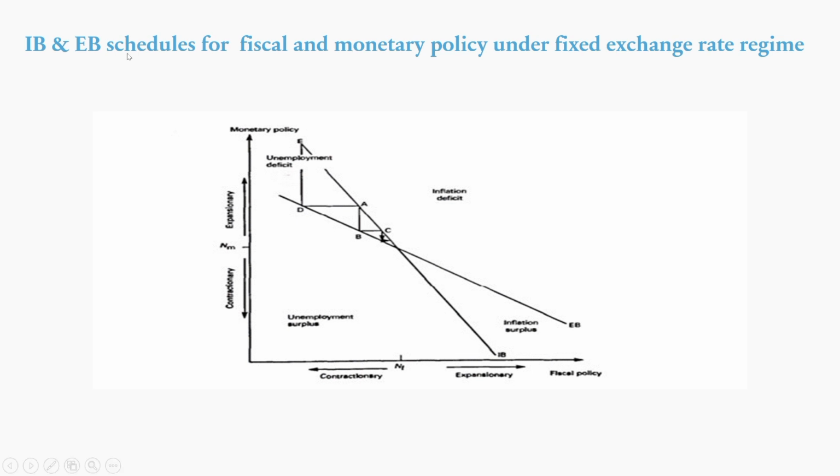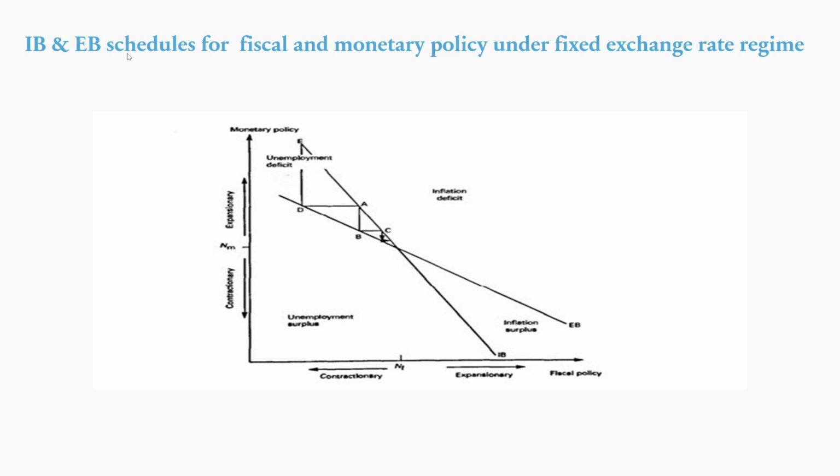In this graph, we see two processes. One is a stable and convergent process and another is an unstable and divergent process. At point A, with internal balance but a BOP deficit, a contractionary monetary policy moves the economy to point B on the EB curve, leading to unemployment, which is then tackled by an expansionary fiscal policy moving to point C on the IB schedule. This pushes the economy back into deficit, followed by monetary contraction to achieve external balance. The process is stable and convergent.